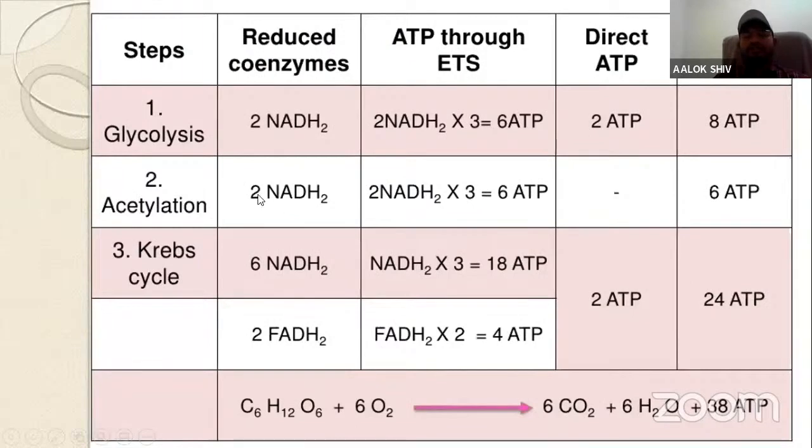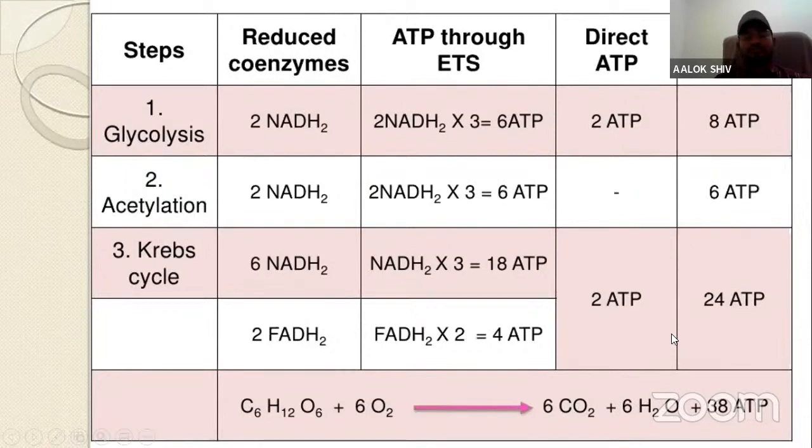This is an important comparison. We have seen in aerobic respiration, a total of 38 ATP is formed from the combustion of one molecule of glucose. In glycolysis there is formation of 8 ATP, in acetylation 6 ATP, and in the Krebs cycle 24 ATP. Okay, so total 38 ATP. This you have to remember. They are going to ask this in the examination. So from the complete oxidation of one molecule of glucose, we are getting 38 ATP.